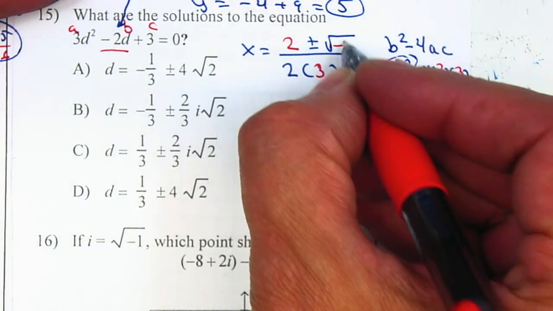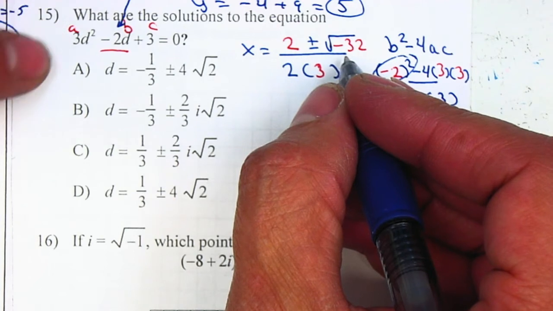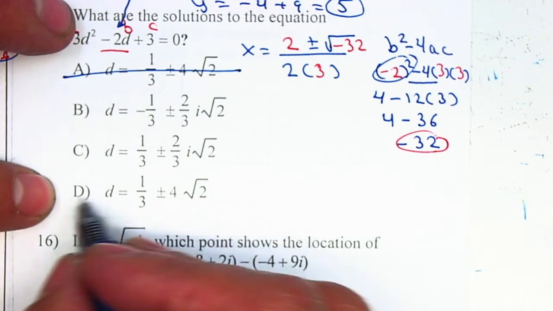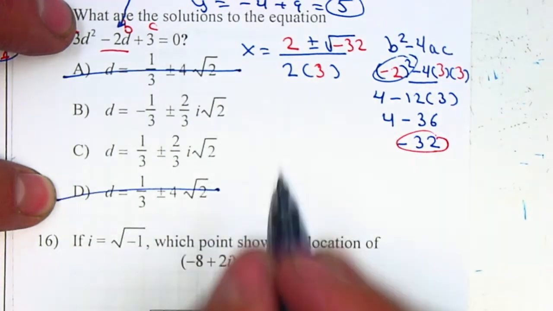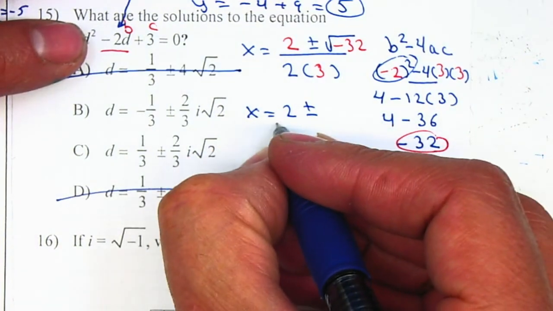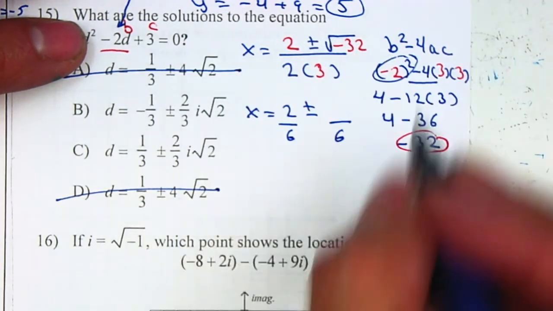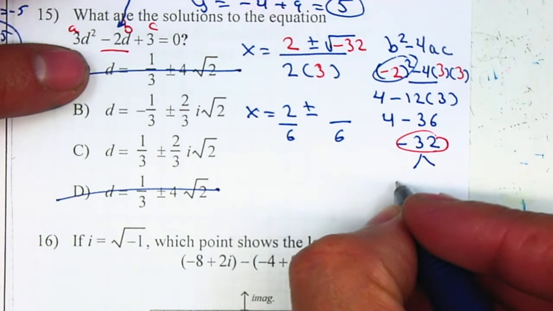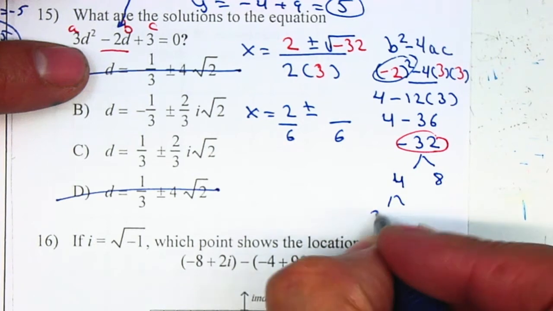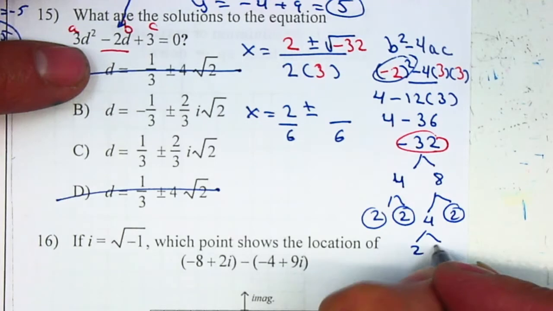That gives me a negative inside the square root. If I have a negative inside the square root, I know the answer has to have an imaginary number. So it's not A, it doesn't have an i, and it's not B. So let's simplify. X is equal to 2 plus or minus. I'm going to separate my fraction. It will be over 6 and over 6. When I take the square root of 32, I'm going to do my factor tree. So it gives me 4 times 8. That gives me 2 and 2. That gives me 4 times 2 and then 2 and 2.